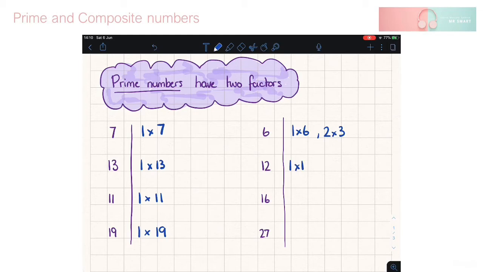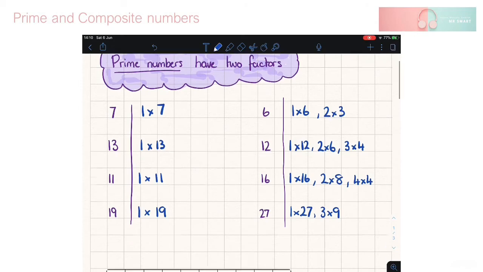12, we have 1 multiplied by 12, but we also have 2 multiplied by 6, and even 3 multiplied by 4, which means that it has more than 2 factors and is again composite. 16, we can do 1 times 16, but we can also do 2 multiplied by 8, and we can do 4 multiplied by 4. 27, we can do 1 multiplied by 27, and also 3 multiplied by 9. So the numbers 6, 12, 16 and 27 are all composite numbers.